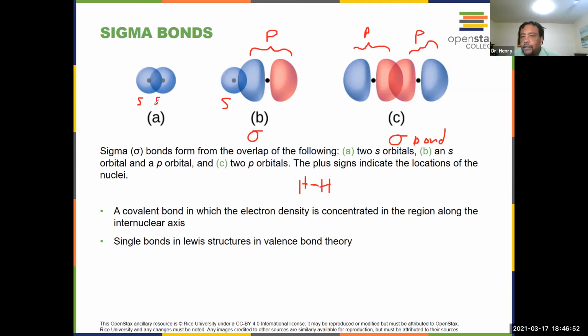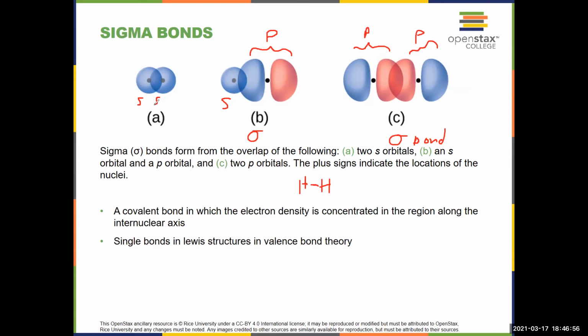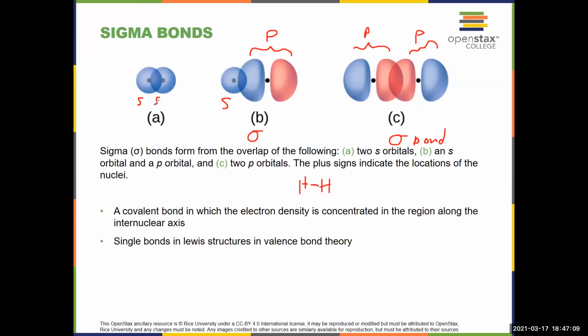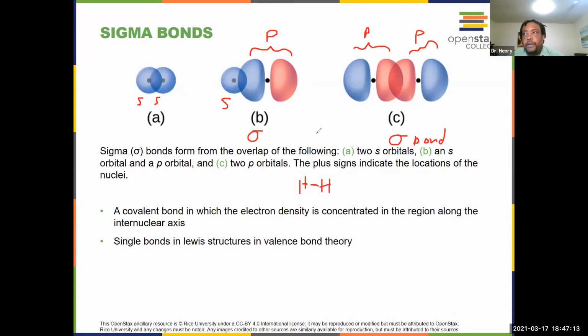Are you with me? Any combination of s and p orbitals is a sigma bond? Yes, as long as they have the maximum overlap. So it could be the px, it could be the pz, or it could be the py, as long as you're maximizing the overlap.